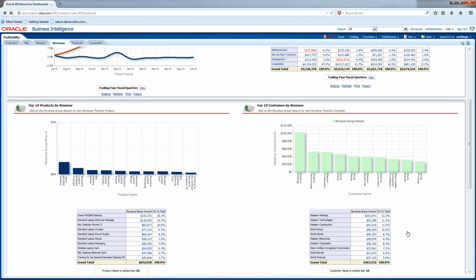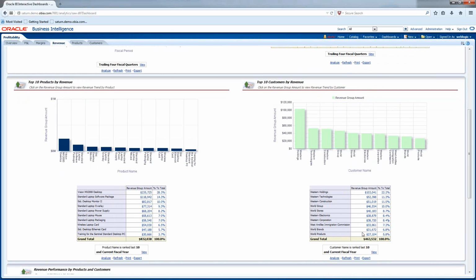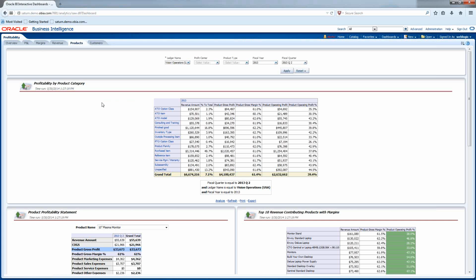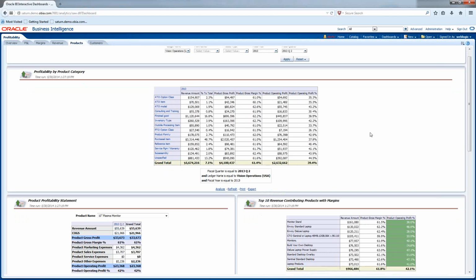So we can see our winners and our losers by gross revenue, again in a pivot table. You look at this and say, this is interesting. Let me take a deeper dive to see what's driving our products. What products do I need to maybe take off the shelf, improve on, and get a better spread? Here we're looking at profitability by product category. You can go across and see revenue amount, percentage of total, product gross profit, margin, and then operating profit percentage.